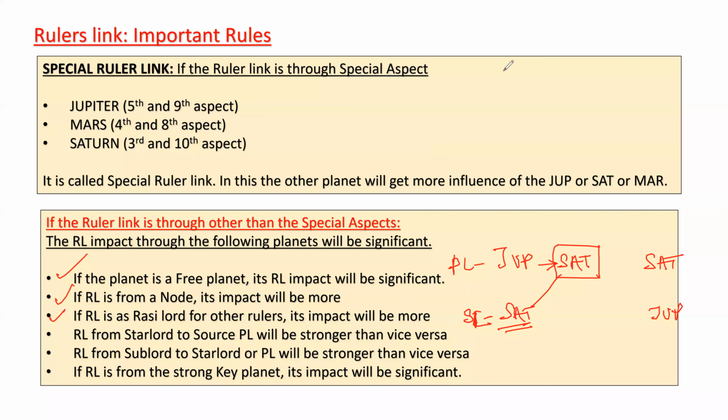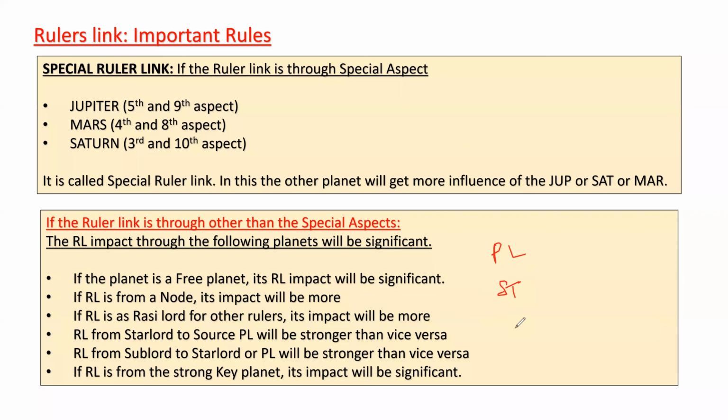As I said previously, RL from the planet to the star lord and sublord, normally this is the source planet. It will try to influence the star level and sub level if, as I said, the planet is a node planet or a free planet, or it is a significant planet by way of position in own sign. So it has got some self potential. That influence to the star lord and sublord will be more through the RL link if the star lord or sublord are having that planet in its supports.